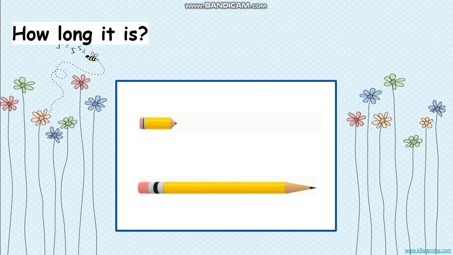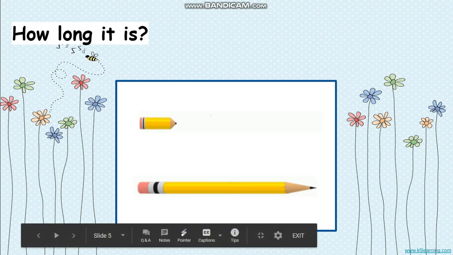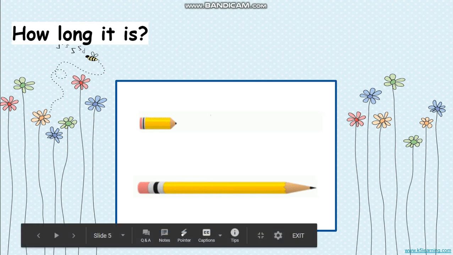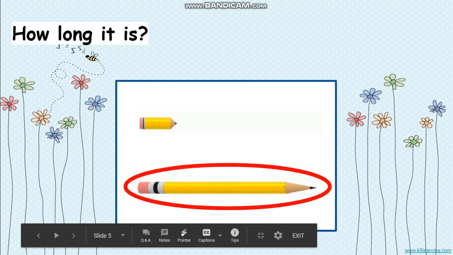So for length, it means you want to know how long it is. We have two pencils here. How long are these two pencils? Which one is longer? Which one is shorter? We can usually tell the answer from looking at the picture. The longer one is always the one that stretches longer, right? So it's the bottom one. This one is longer, and the upper one is shorter.